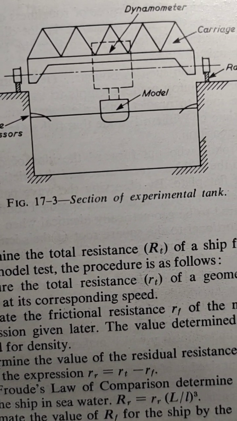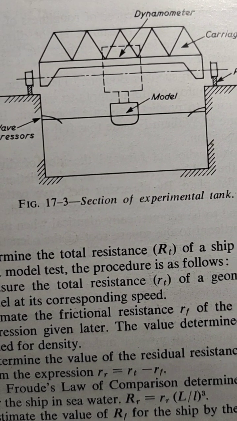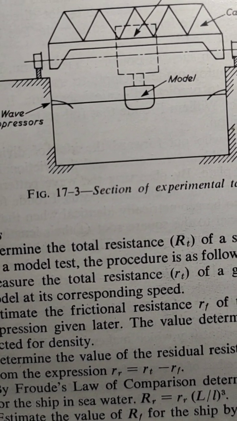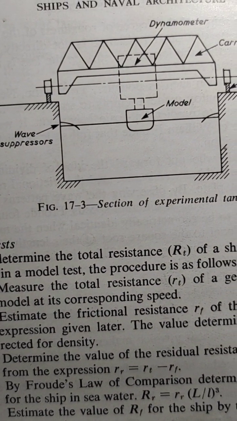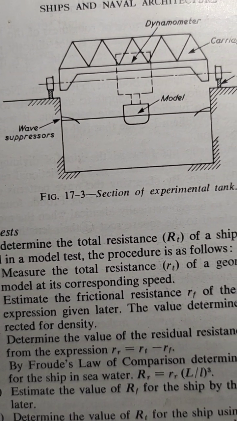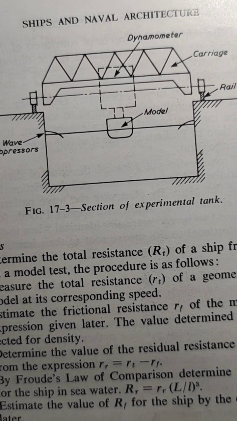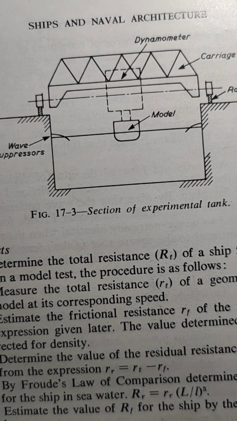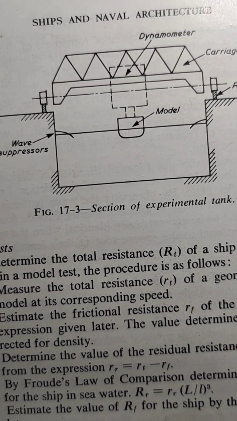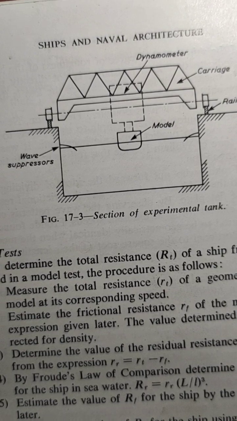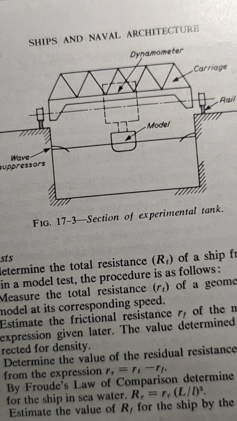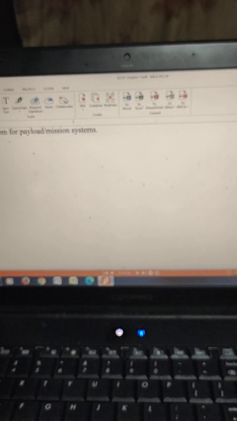The carriage has a motor that drives it to different speeds, one single uniform speed at a time. And then it has a dynamometer, an instrument to measure the towing force with which it is towed at a particular speed. The towing force of the model is the total towing force. That's the resistance of that model in the water.